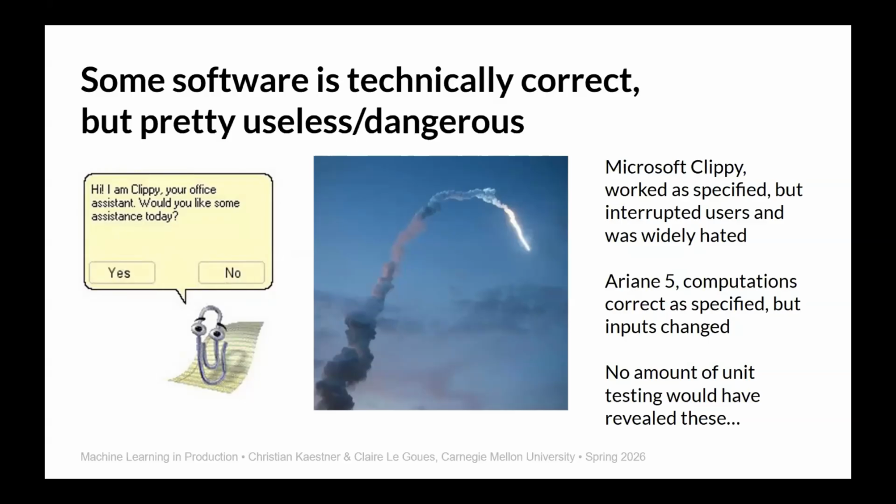So in both of these cases, not a single unit test would have covered this, right? This was implemented as people wanted. This was implemented as specified, right? It was just the wrong specification. This was not the specification that people found useful.